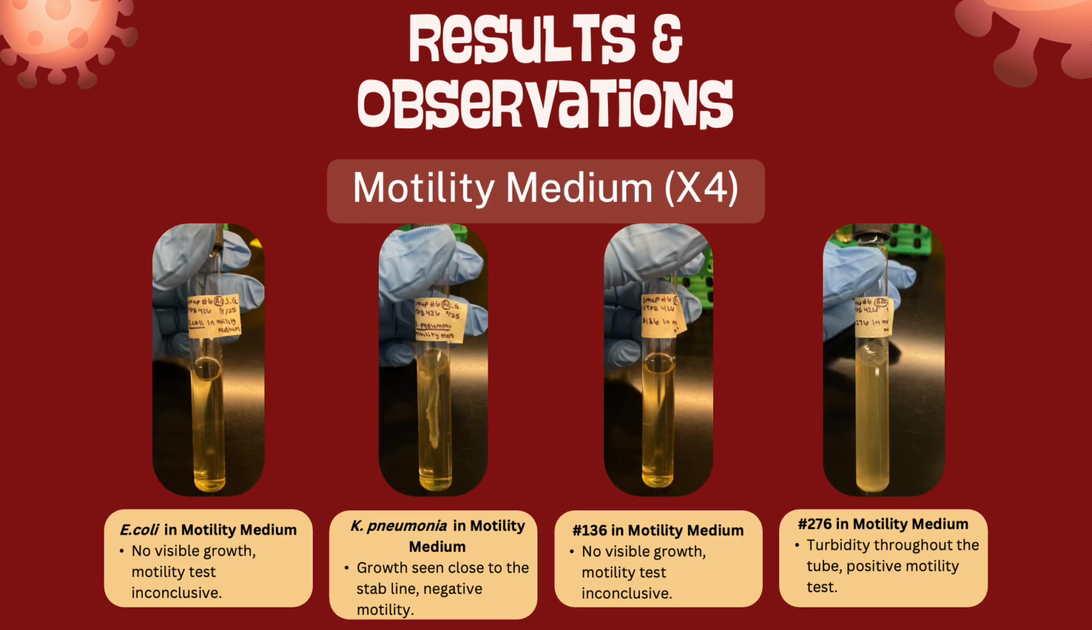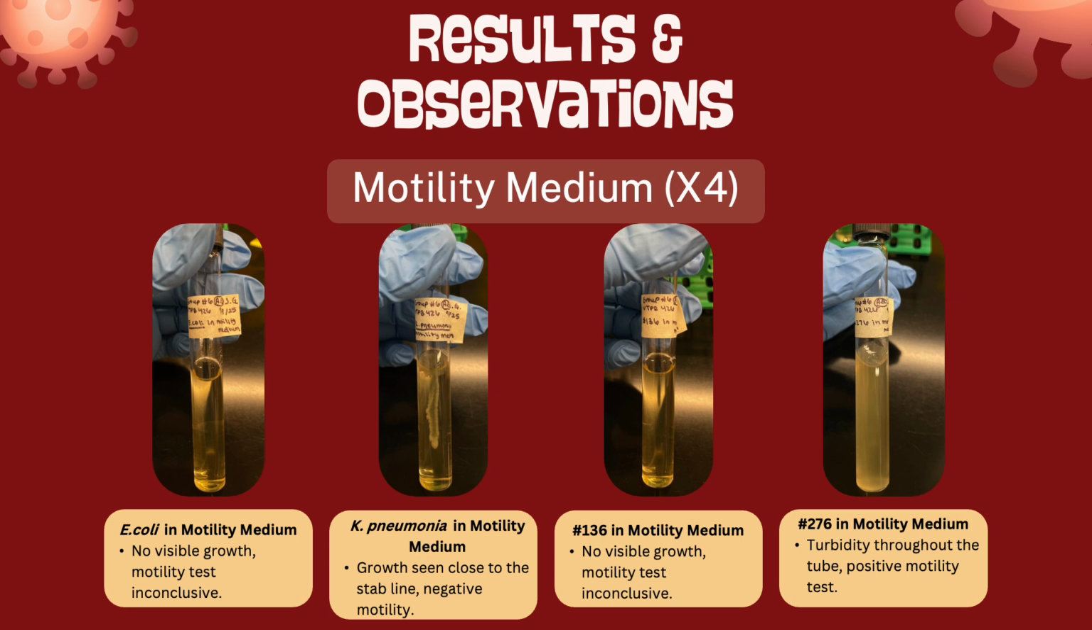Now for our results and observations of our motility medium. In E. coli, there was no visible growth along the stab line or in the surrounding medium, which led to the conclusion of this test being inconclusive. For K. pneumoniae, there was growth seen close to the stab line with slight feathering, the possible outcome of a wiggly stab or heavy inoculum, and a thin surface film, not diffusing into the medium. This would suggest negative motility.